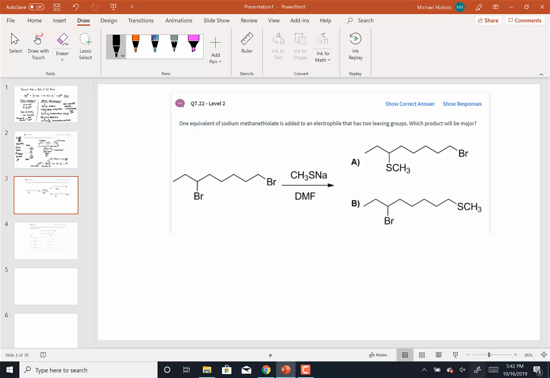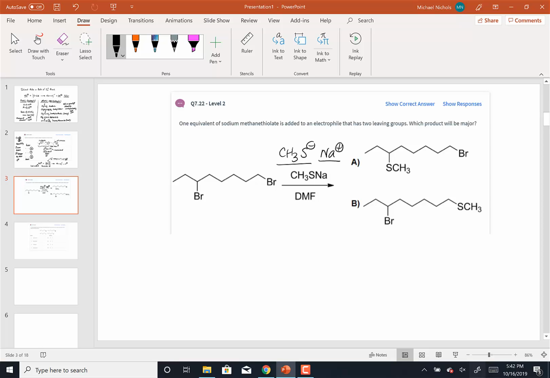Okay, you can go on to problem number 22 that someone asked about. One equivalent of sodium methane thiolate. That means basically we have a CH3 with an S minus and then an Na plus. Just a note about the counter ions in this case. I can't go down to the stockroom and get a bottle of CH3S minus off the shelf. It needs a counter ion. And so sodium is the counter ion in this case.